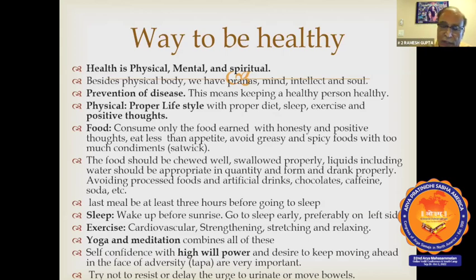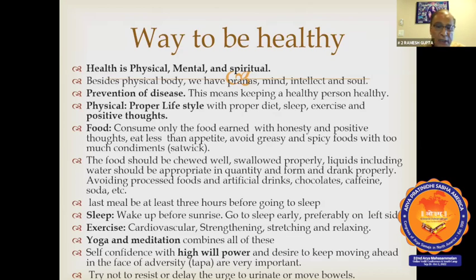But in Ayurveda, or in the Vedic principles, the aim is keeping a healthy person healthy. Physical, proper lifestyle, diet, exercise, yam, niyam, asan. Food: consume only the food earned with honesty and positive thought. Our Ayurveda teaches us that. बैठ के खाओ, तसल्ली से खाओ, बेईमानी से खाया हुआ बनाया हुआ खाना कभी लगता नहीं अंग में.